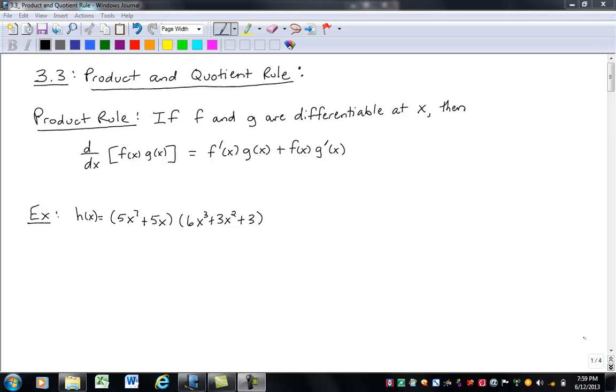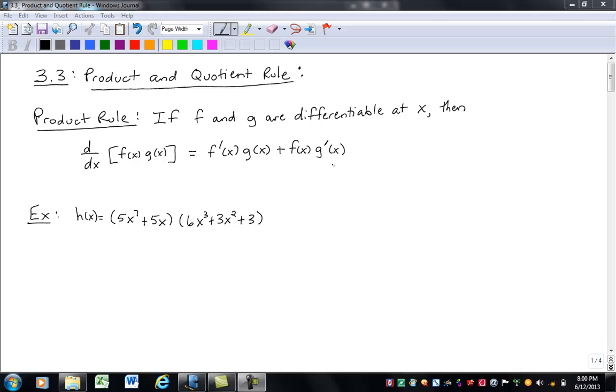The product rule is when you have two differentiable functions, that means you can find the derivative of them, and they're being multiplied together. So notice if I'm taking the derivative with respect to x, then both of these functions have to be functions with x's in them. And if you're multiplying two things with x's in them, the product rule says take the derivative of the first times the second plus the first times the derivative of the second.